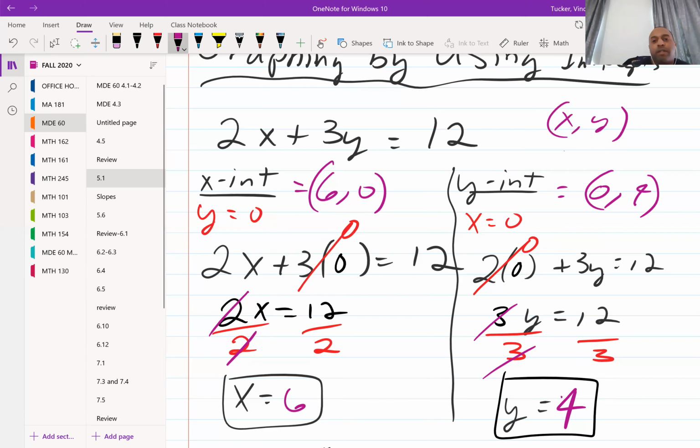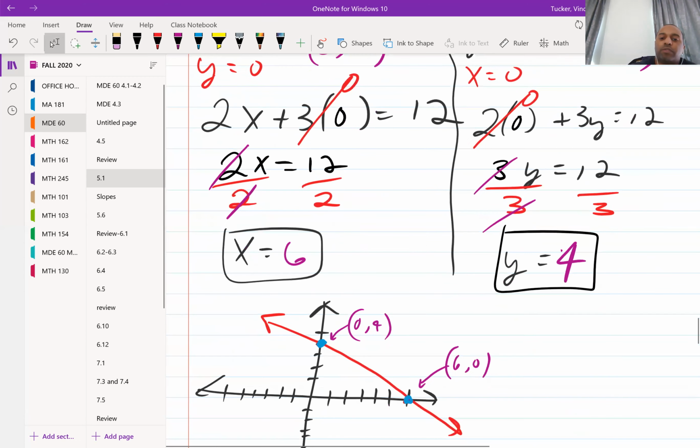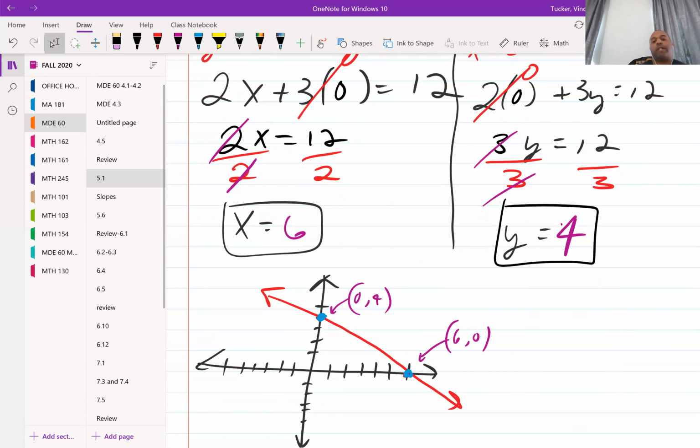All right. Any problems? Graph those 2 points, 0, 4, and 6, 0. And that will be the line.